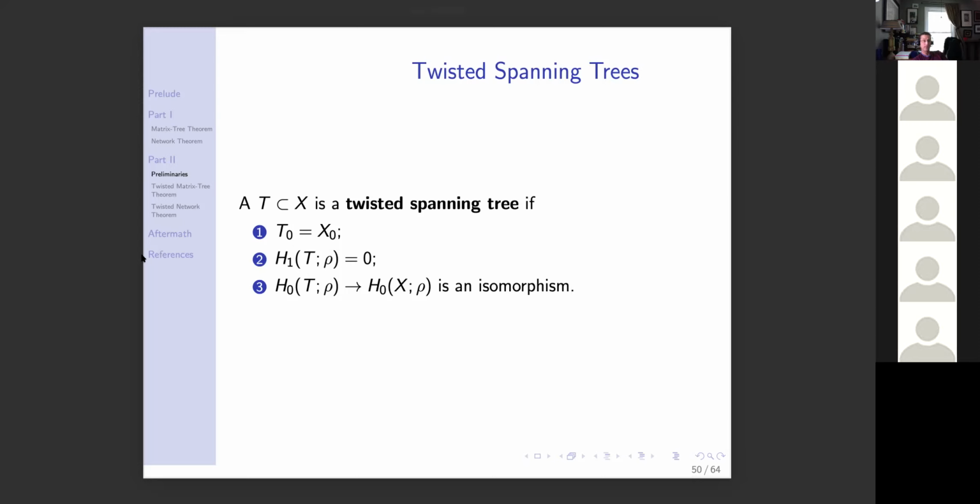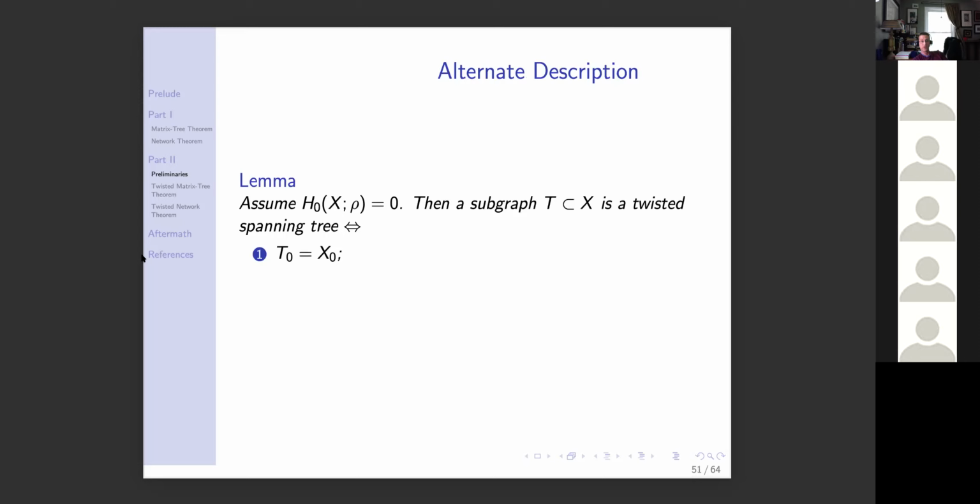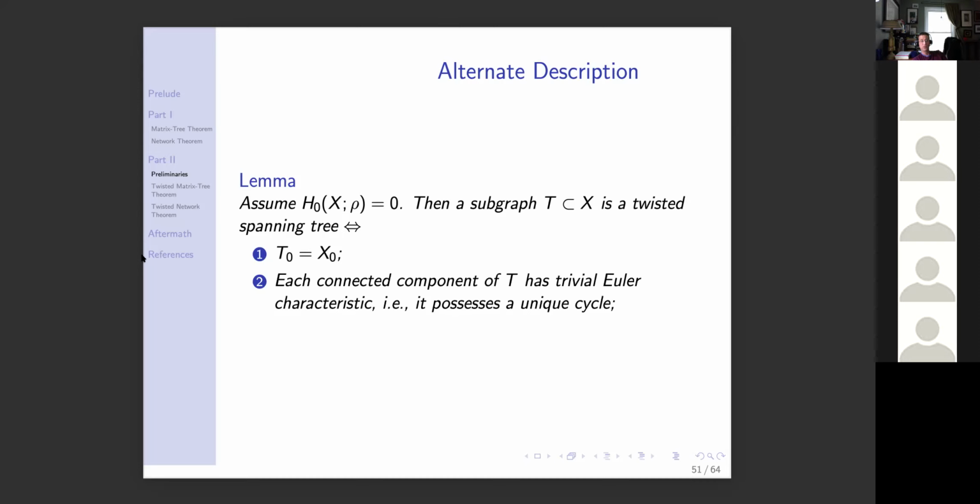And I'm going to draw a picture of one in a moment. But here's an alternative description of a twisted spanning tree, which is more geometric. So let's assume H0 of the graph with twisted coefficients vanishes. Remember that H0 has dimension 1 or dimension 0. I'm assuming dimension 0 for the rest of the talk because dimension 1 is less interesting, it turns out. So then a subgraph is a twisted spanning tree if and only if it contains the vertices, each connected component of T has trivial Euler characteristic, that is, it possesses a unique cycle, and the holonomy around each cycle of T is non-trivial. I should have written cycle there, not circuit. Okay, so that's a characterization of a twisted spanning tree.